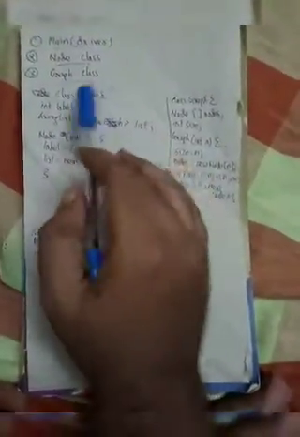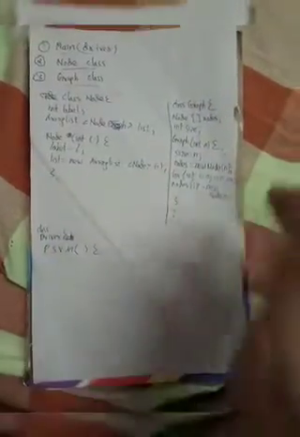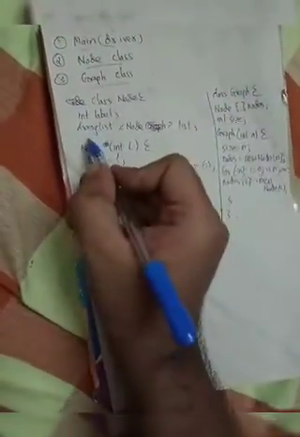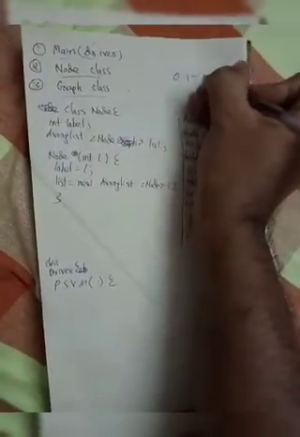Okay guys, I have said that we'll require three classes, right? Node class, graph class, and main class. In the node class, we'll have a label for that node, its name. And the second one is an array list, which is its adjacency list. Its adjacency list means if 0 is there, its adjacency list is 1 and 2.